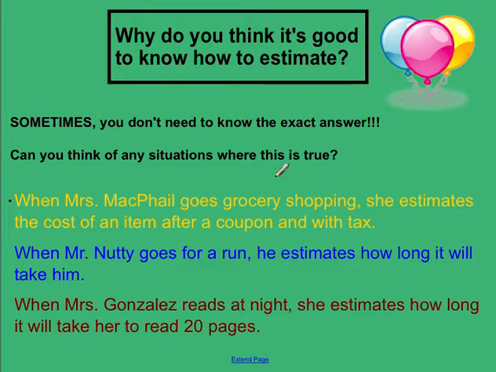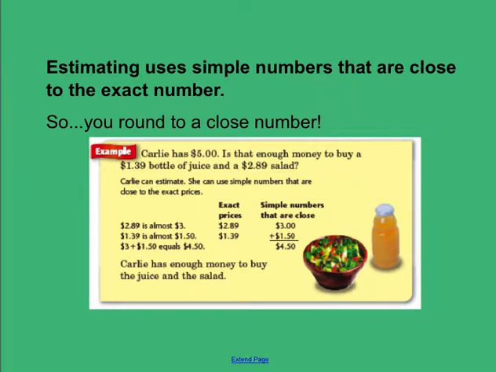For example, when Mrs. MacPhail goes grocery shopping, she estimates the cost of an item after a coupon and with tax. Another example, when Mr. Nutty goes for a run, he estimates how long it will take him. And finally, when Mrs. Gonzalez reads at night, she estimates how long it will take her to read 20 pages. So we can estimate a ton of things.